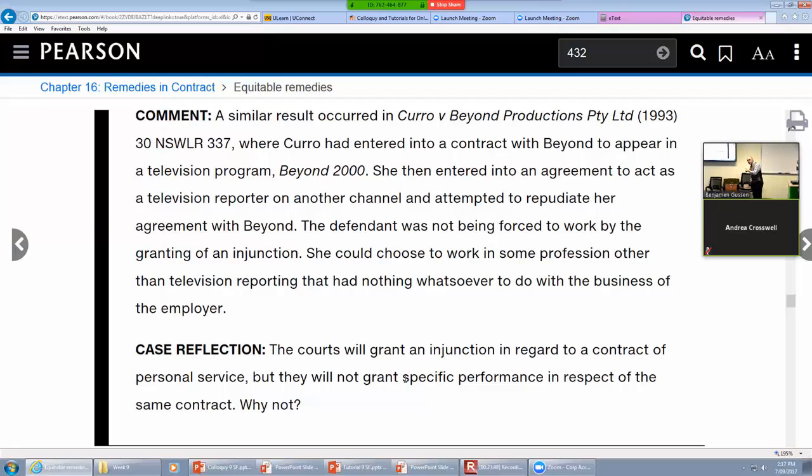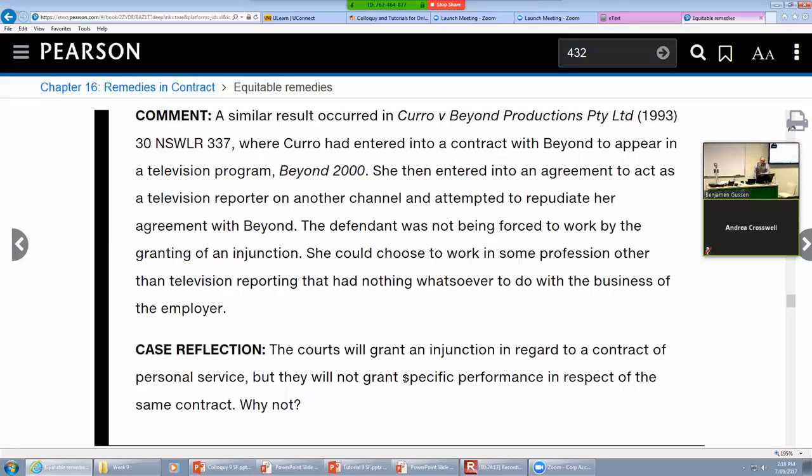What does that mean, repudiate? So she showed certain acts or conduct that gave the impression to Beyond that she doesn't want to continue with that contract. She is not interested in performing her promises under that contract. So where does that leave Beyond? Okay, that's the idea. What can you do if you were Beyond?